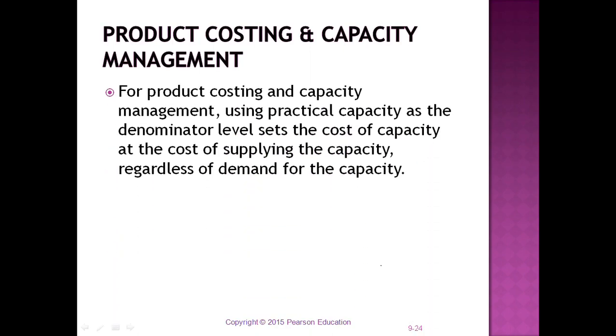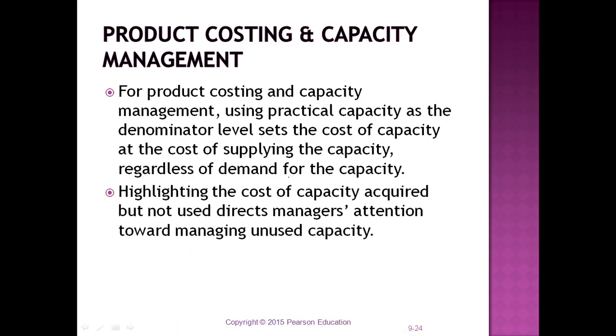For product costing and capacity management, using practical capacity as the denominator level will set the cost of capacity at the cost of supplying the capacity, regardless of the demand for the capacity. What this means is that if I'm considering my capacity level for product costing, then I wouldn't be considering the demand for my capacity at all, only the supply.